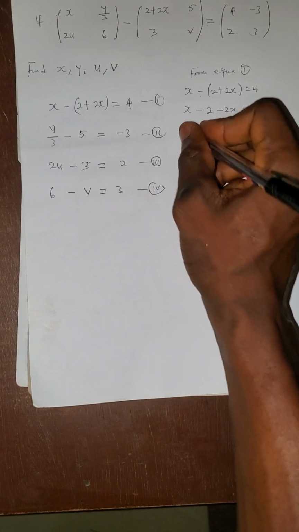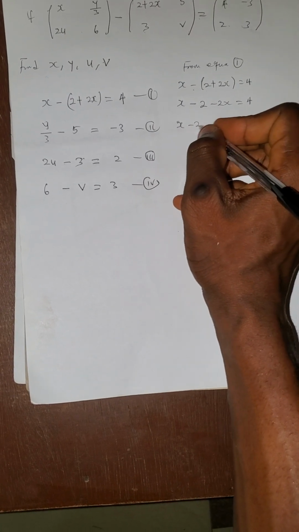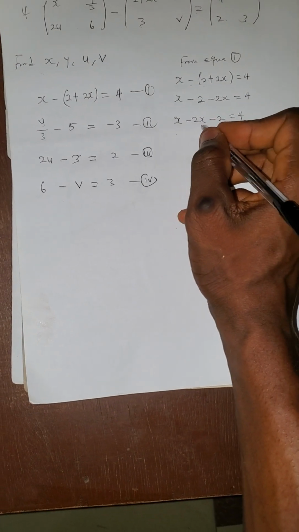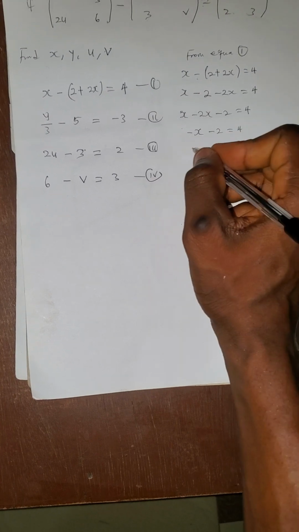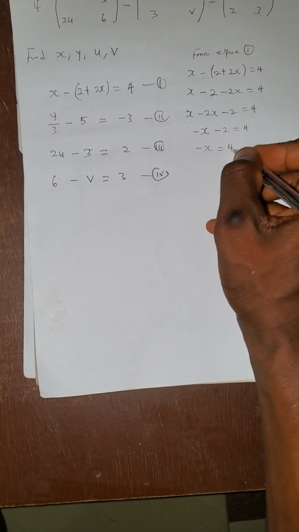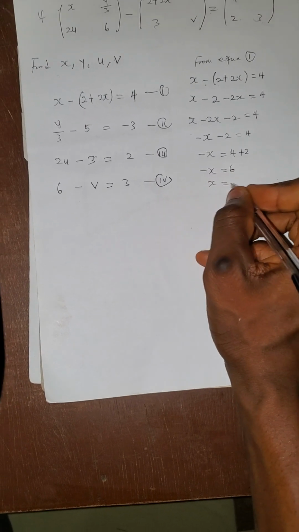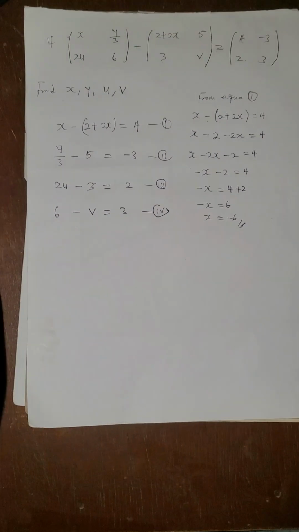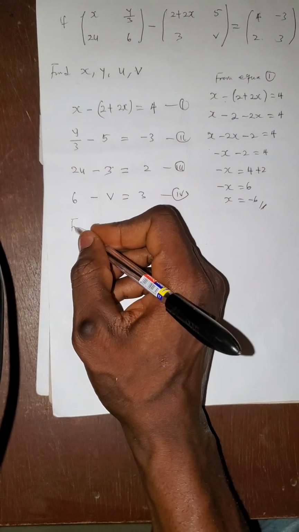So we have x minus 2x minus 2 equals 4. So x minus 2x will be minus x. So minus 2 equals to 4. So minus x is equals to 4 plus 2. So minus x is equals to 6. So x will now be minus 6. So since x is minus 6 from equation 1, then let's go from equation 2.